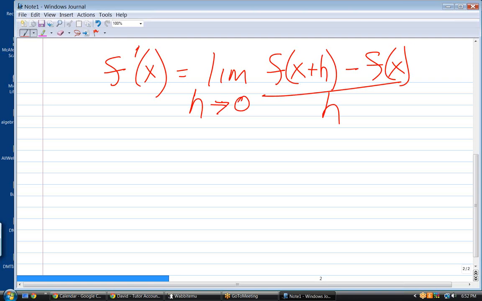This is the best definition for the first derivative. It's the most robust, the most dynamic. By using this definition, I can come up with a function that is the first derivative. Not just a value, but a function.